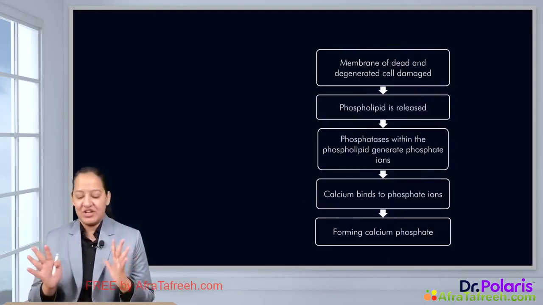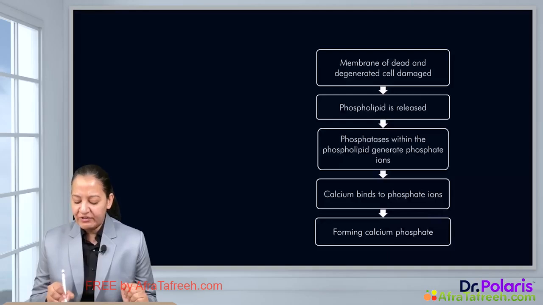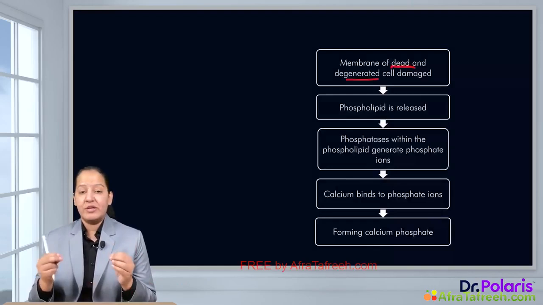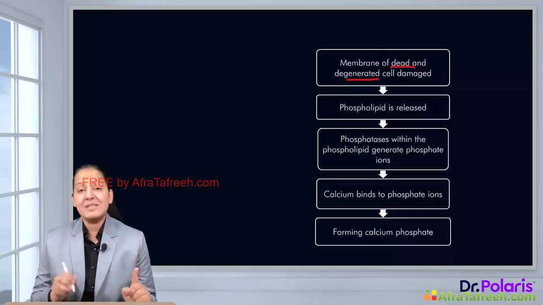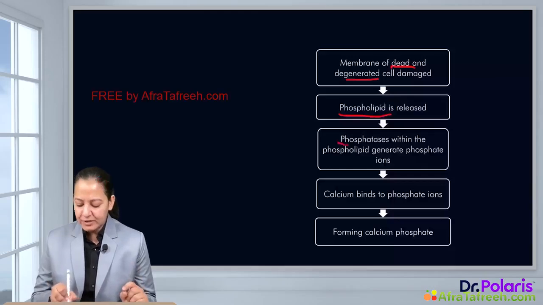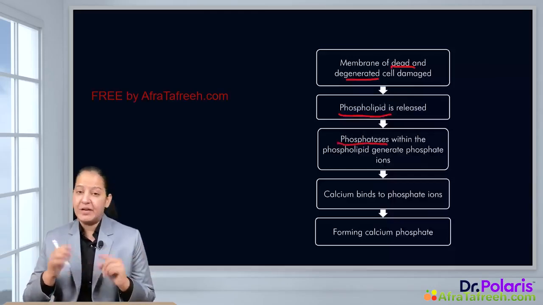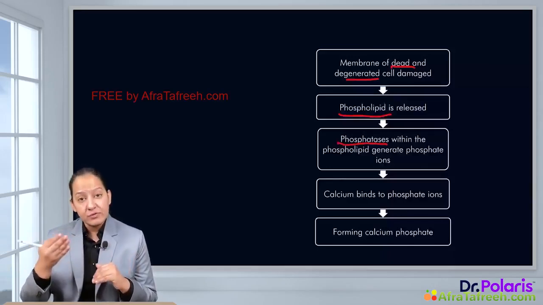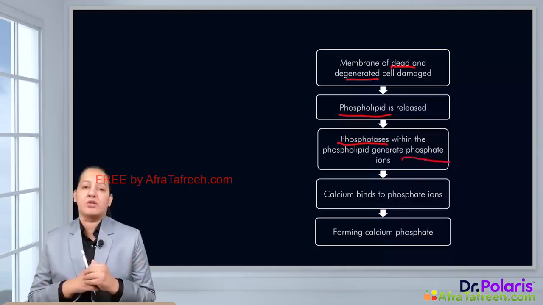Now, in this flow chart, you can see the pathogenesis of dystrophic calcification. Why does dystrophic calcification occur? We know it occurs in dead and degenerated tissue. In dead and degenerated tissue, the cell membrane ruptures, it just bursts. The cell membrane contains phospholipid, and phospholipid is released. There is an enzyme known as phosphatase, present in the cell membrane. This phosphatase acts on the phospholipid and generates free phosphate ions.